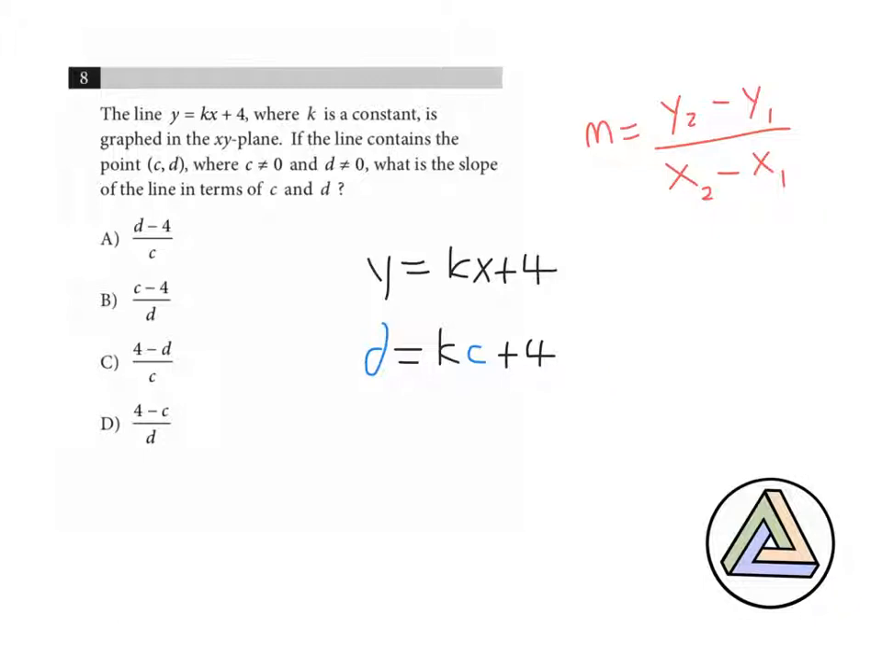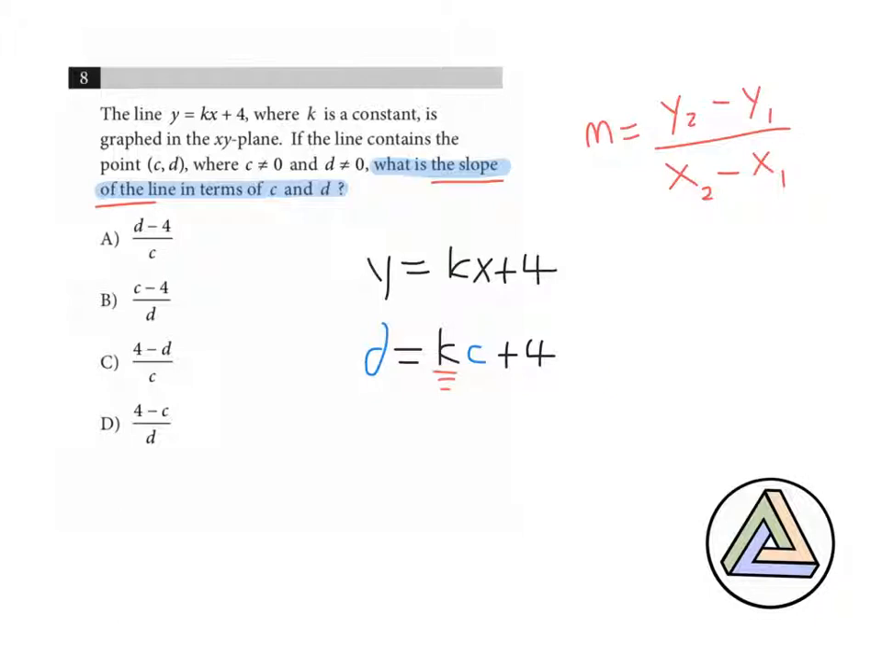So let's review this final question right here. What is the slope of the line in terms of C and D? Whenever they ask, what is blank in terms of C and D, it means solve for blank. So if it says, what is the slope of the line in terms of C and D, that's fancy code word for saying solve for the slope of the line, which is fancy language for saying solve for K, because K is the slope.